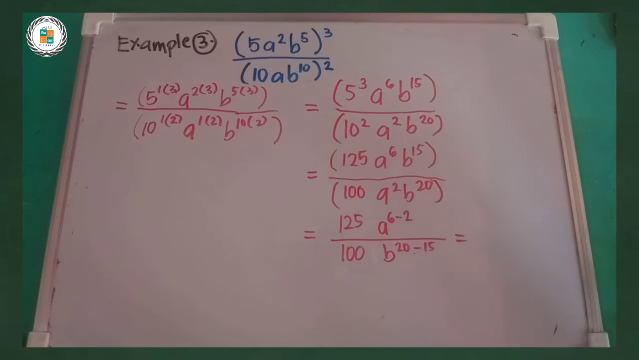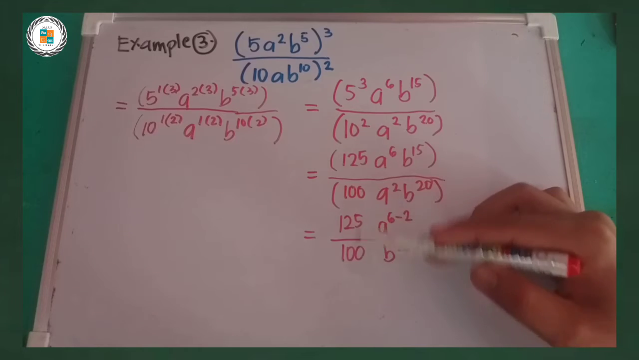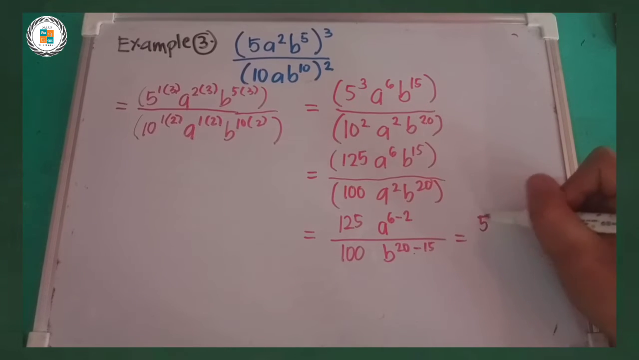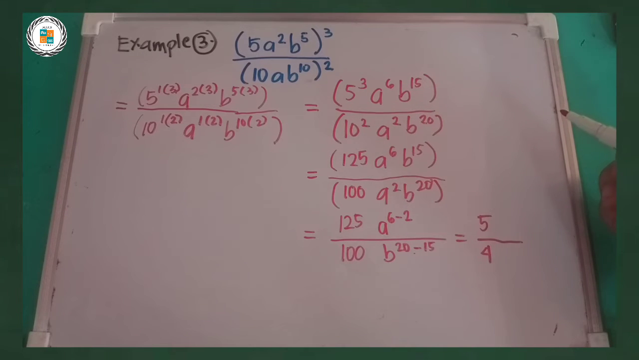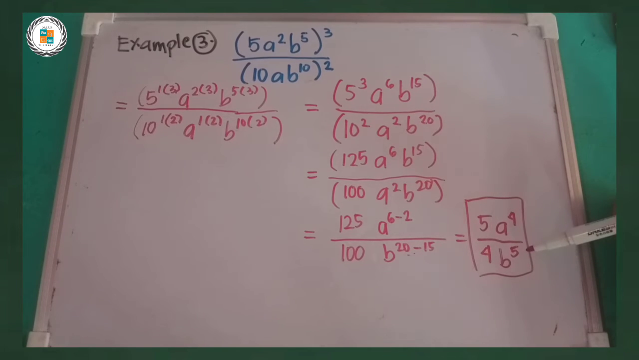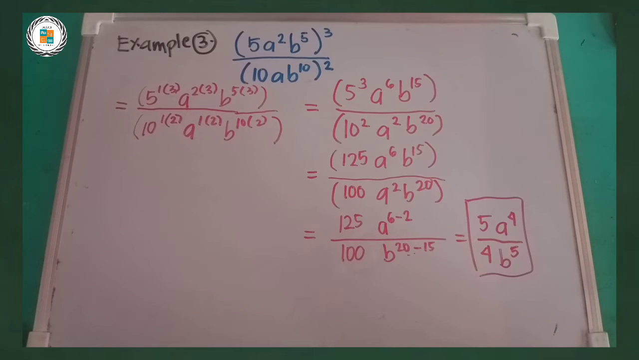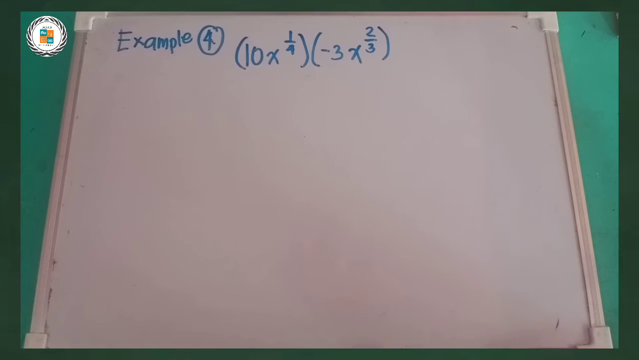So next, 125 divided by 100. If you're going to simplify that one, the answer is 5 over 4. Okay? So a raised to the power of 6 minus 2, that's a raised to the power of 4. And b raised to the power of 20 minus 15, that's b raised to the power of 5. So this is the final answer. Again, the final answer is 5a raised to the power of 4 over 4b raised to the power of 5. Okay, that's it. Okay, let's have the fourth example.